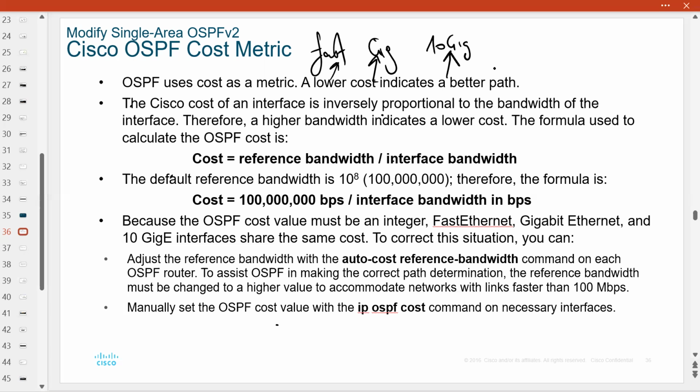So the cost of Fast, Gig, and 10 Gig: 10 Gig has the lowest, with Fast having the highest. Let's just say that. Right. How is it calculated?